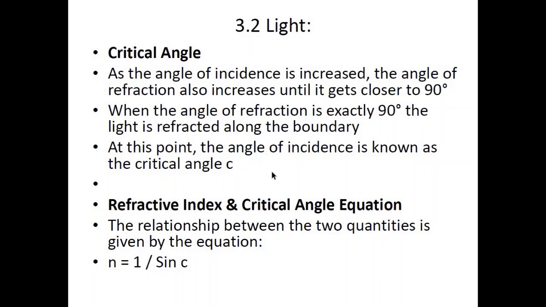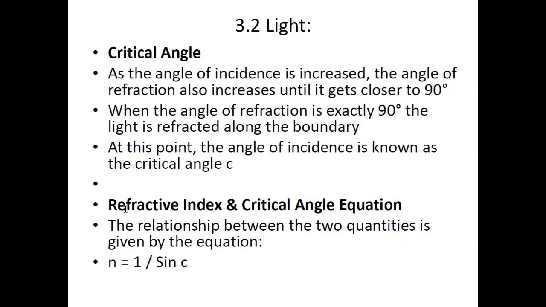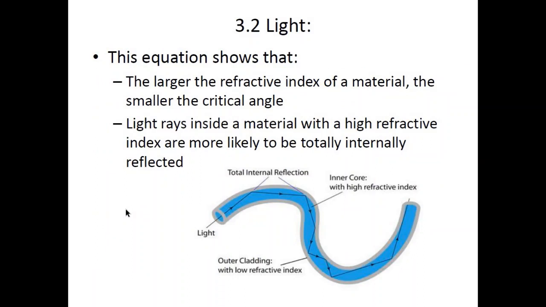Refractive index and critical angle. The relationship between the two quantities is given by the equation n equals 1 upon sin c. Again, this is another important formula that you need to remember. The equation shows that the larger the refractive index, the smaller the critical angle. So objects which are more dense will have a smaller critical angle. Light rays inside a material with a high refractive index are more likely to be totally internally reflected.